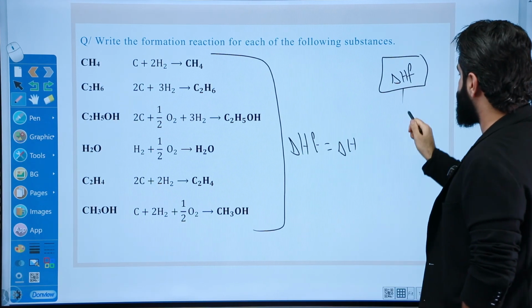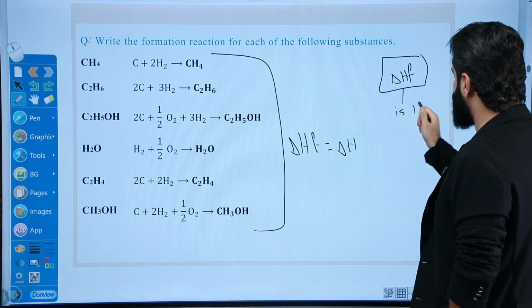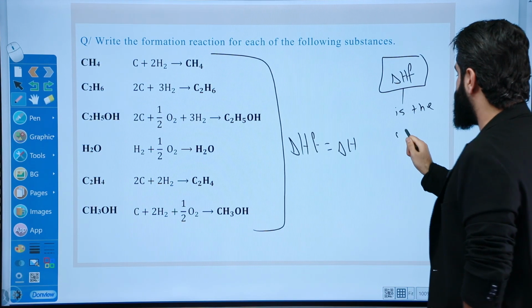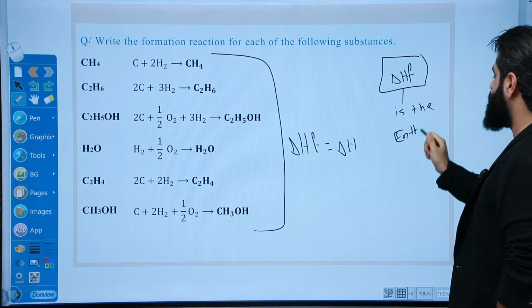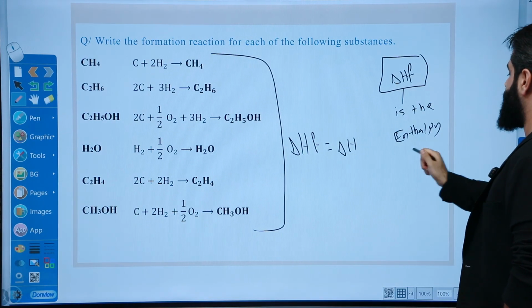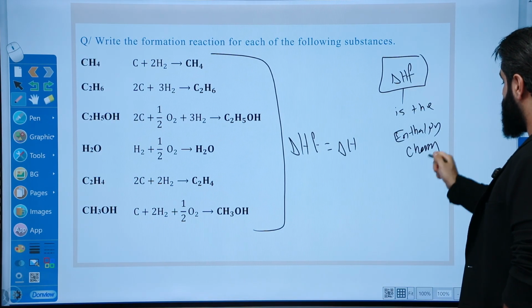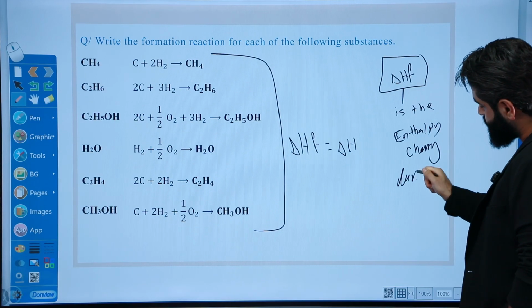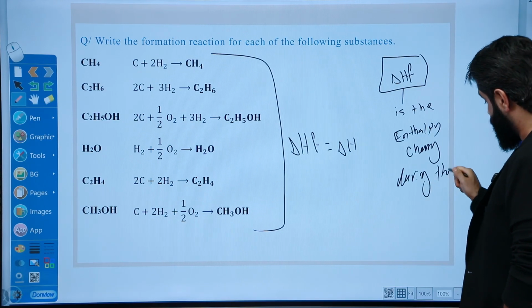Enthalpy of formation is the enthalpy change during the formation reaction.